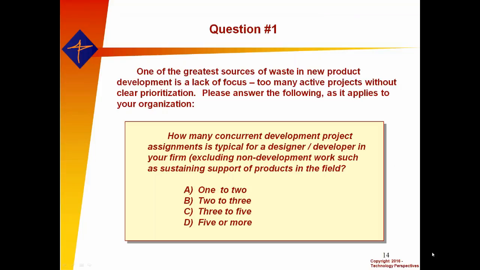So please answer the following question as it applies to your organization. How many concurrent project development assignments for a typical designer or developer would be the case in your firm? Excluding non-development work such as sustaining support in other projects in the field, or support of other products that are already in the field, what is typical for your firm? 1 to 2, 2 to 3, 3 to 5, or 5 or more?